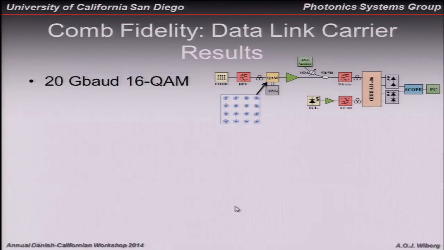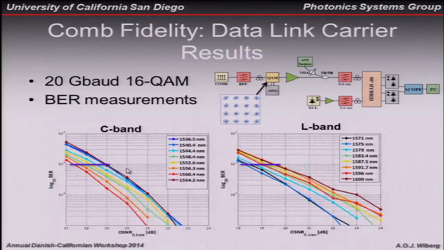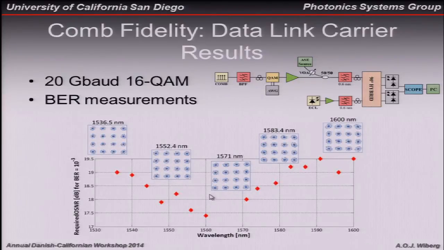So we tried it with a 20 gigabaud 16 QAM signal modulated onto the carrier lines, and used a coherent receiver to measure it. And here we have the BER measurements from various lines all over C and L band. And we can see the performance is fairly similar. If we look at BER of 10 to the minus 3, we can see that all over the comb it's within 2 dB variation from the beginning of C band to all the L band.